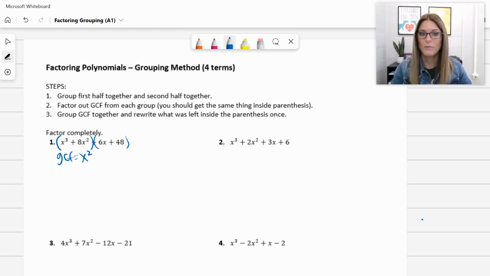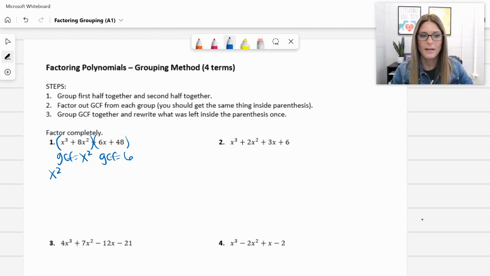Second set of parentheses, we've got a 6 and a 48. So let's talk numbers. Does 6 divide into 48? Absolutely. So let's use all of that. GCF of this second set, we can use a 6, nothing else, okay? Because they don't share an x in common, so I can't also use an x, right? Okay, so we found a GCF from each group. Let me write it, factor it out.